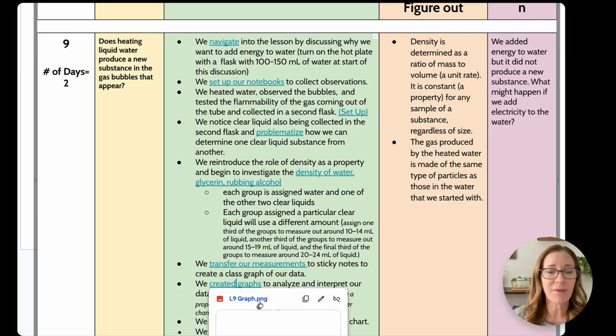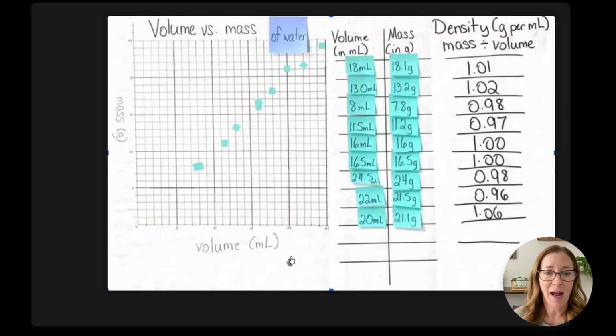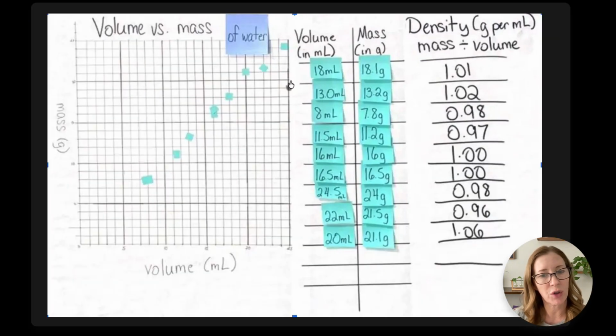Okay, so once we've done that, we're going to graph the data. And so the graph is going to look something like this. And we're going to notice that there's a proportional line. So this is actually really key for density, that no matter what the volume is, you can predict the amount of mass if you know the density, because it's going to fall on this line.